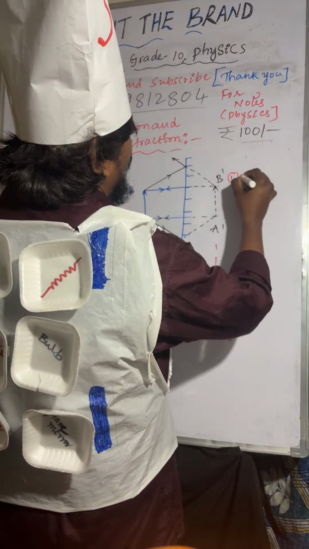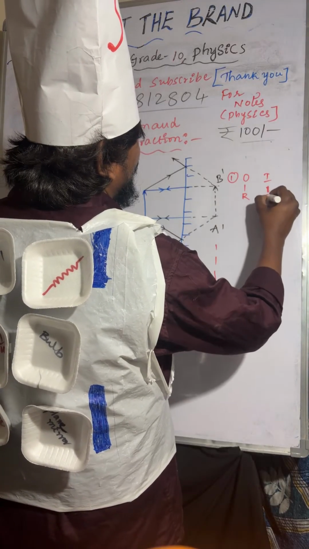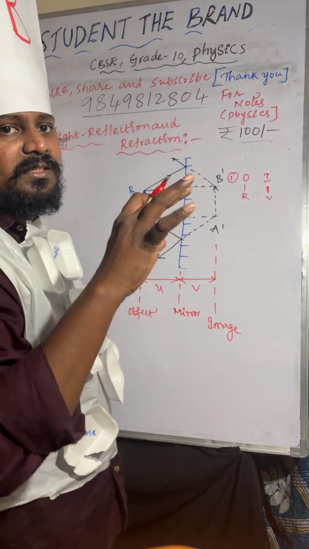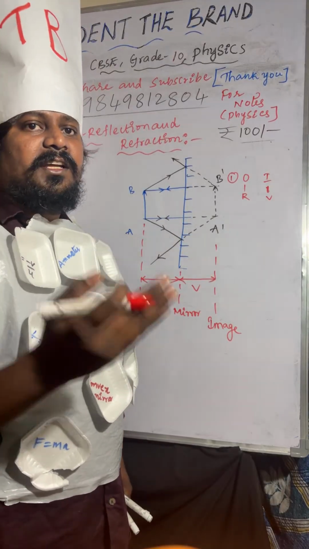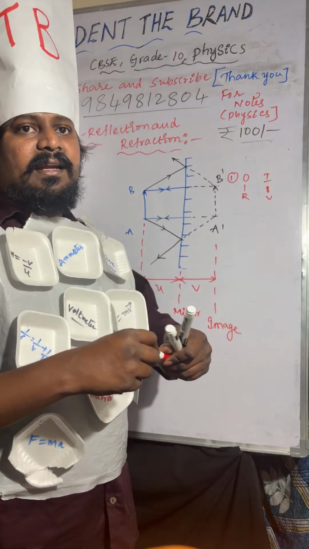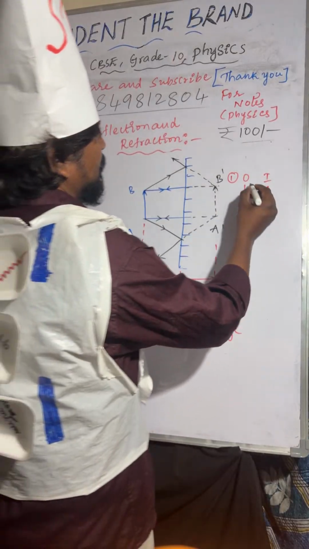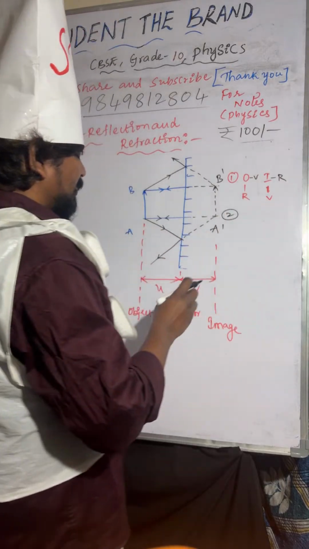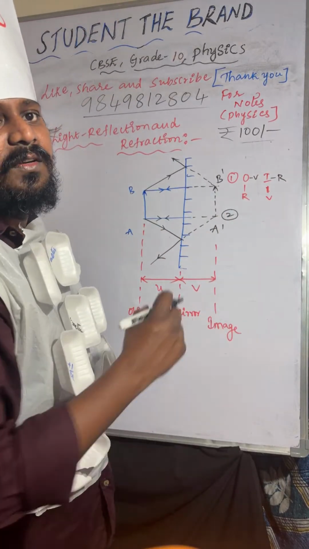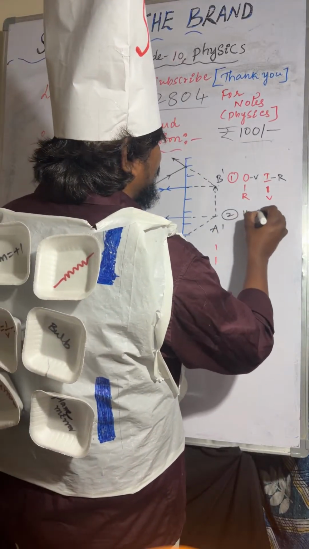First point: object is real, image is virtual. I already explained this just now. Before that I mentioned it in the tabular column: object is real, image is virtual; object is virtual, image is real. Here also the same thing. And the second one is object distance is equal to image distance.